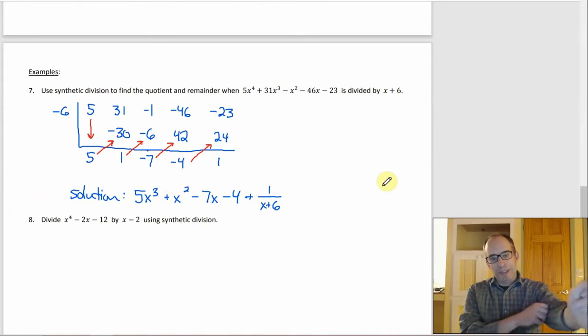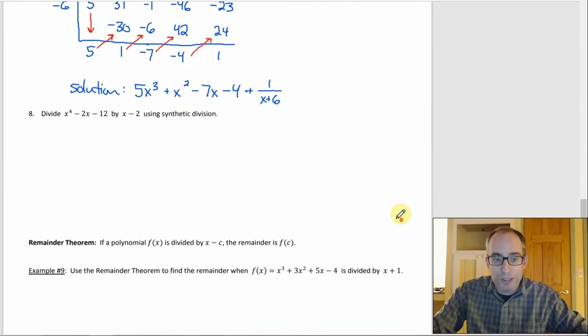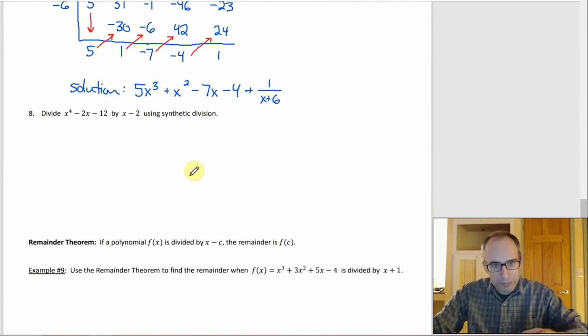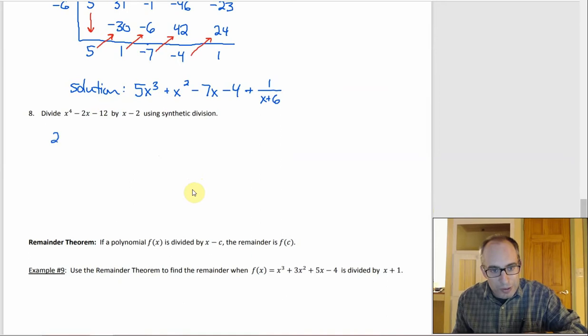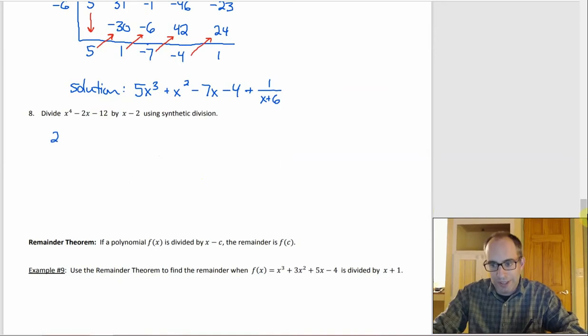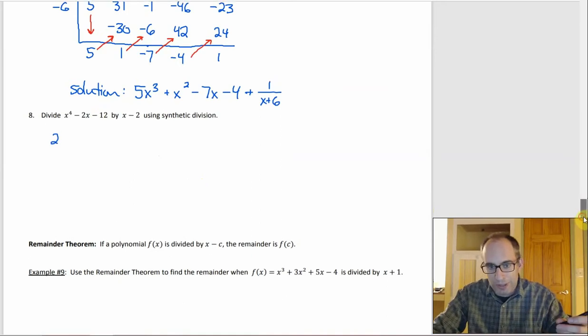So then that means that what we get in number 8 is also going to be degree 3, because we're dividing a degree 4 by a degree 1. But if we were going to do synthetic division here, you'd replace the x minus 2 with just 2, right? Because if x was 2, that would make this 0. So I'd have a 2 out here, like where I had the -6 in the last one. I can scroll up to get both of these on the screen at once.